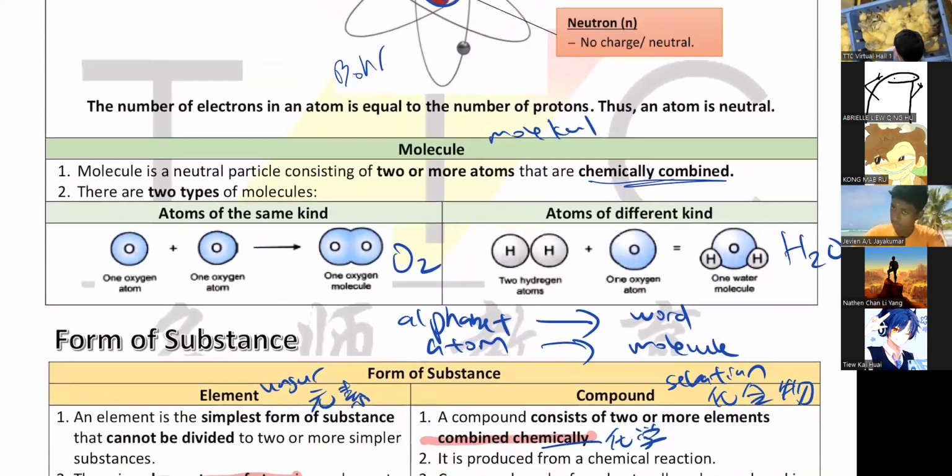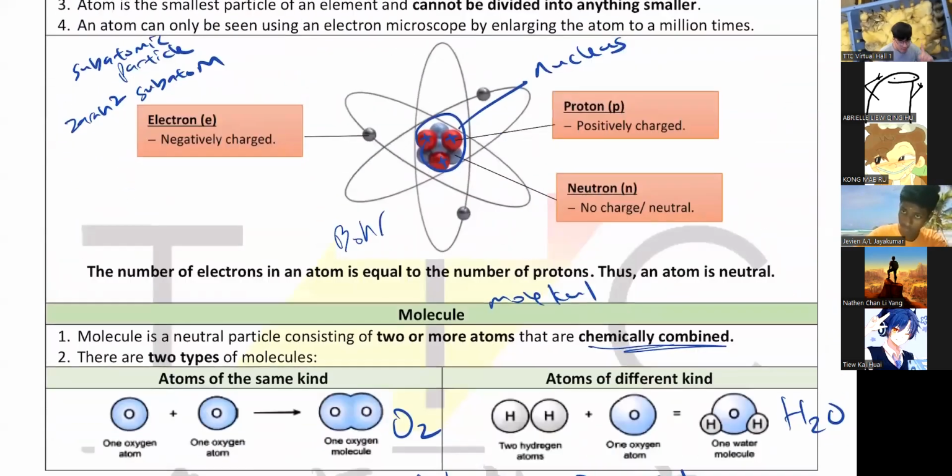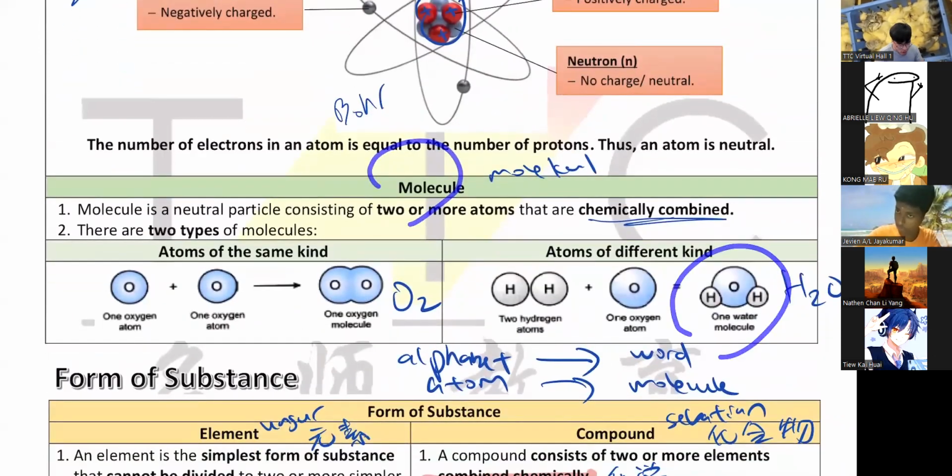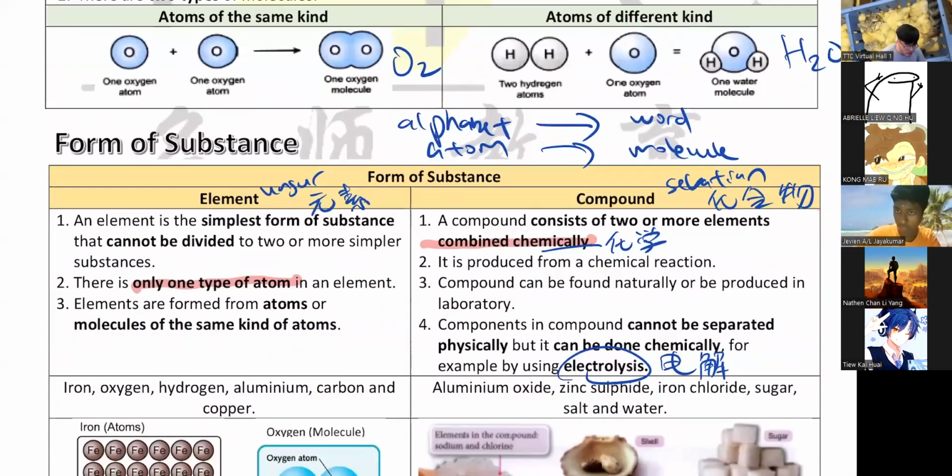I was really sick. Anyway, atom is the single, molecule is many, more than two. So let's look at what is element and compound. Let's go the other way around.